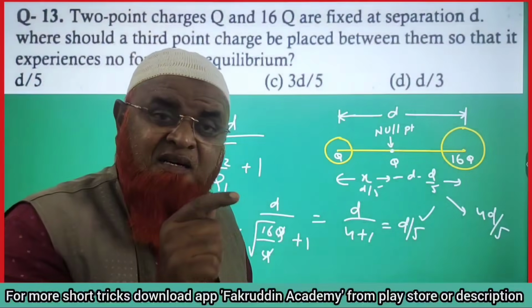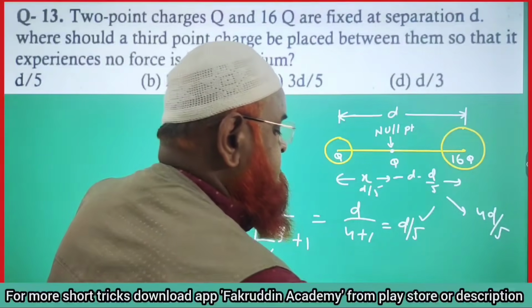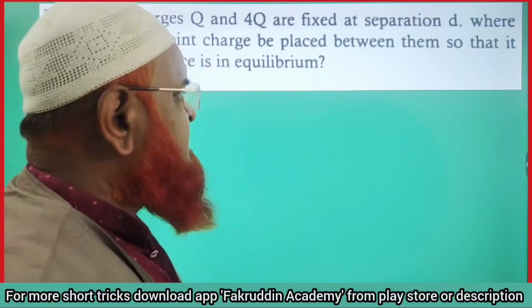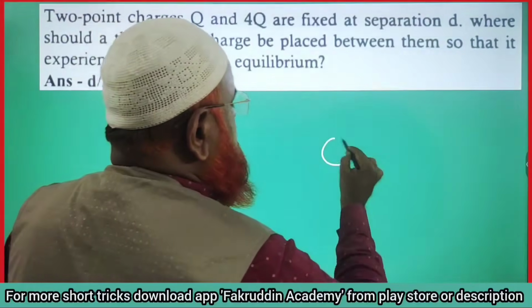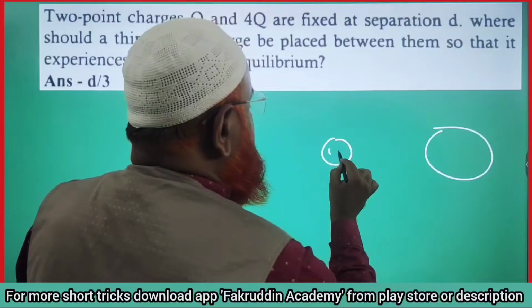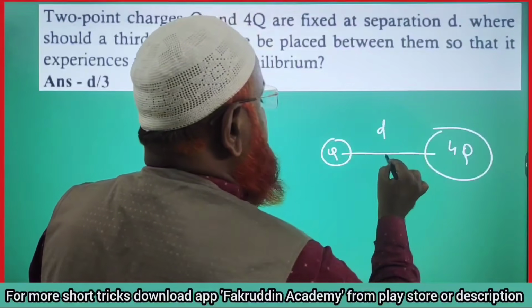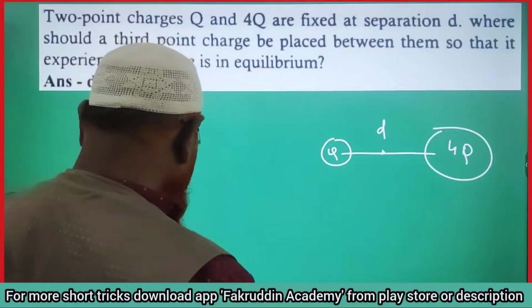If you want one more problem, you can just see. One more problem is ready. See here, again if you consider Q and 4Q, there is one charge, there is another charge. This is Q and this is 4Q, and the distance between them is D. Let us imagine this is going to be the neutral point. So what is this?